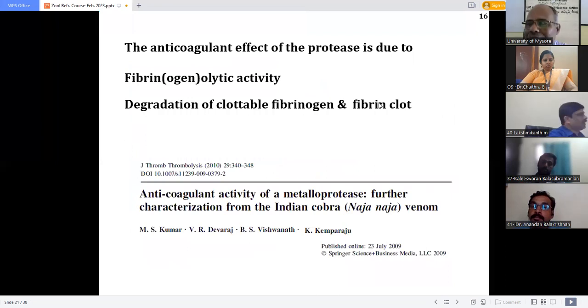So thus, the anticoagulant activity of our protease is due to degradation of fibrinogen, that is fibrinogenolytic activity, as well as fibrinolytic activity. I mentioned both of them in one sentence. So thus our protease is inhibiting coagulation, degrading both clottable fibrinogen and fibrin clot as well.